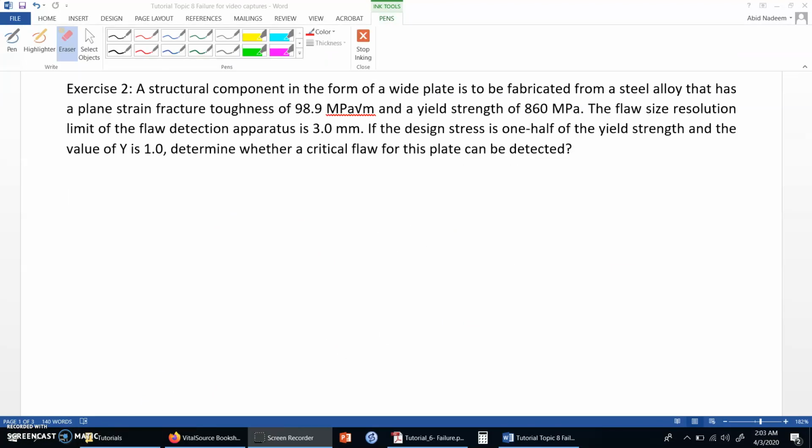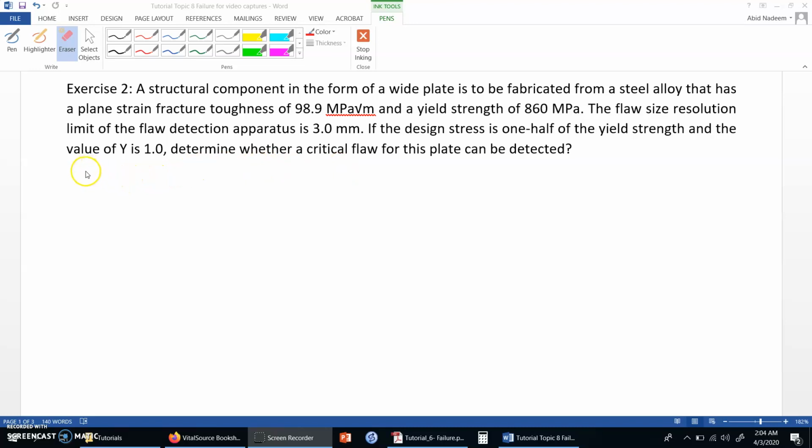Problem number 2. Exercise 2. A structural component in the form of a wide plate is to be fabricated from a steel alloy that has a plane strain fracture toughness of 98.9 megapascal square root meter, and a yield strength of 860 megapascal. The flaw size resolution limit of the flaw detection apparatus is 3 millimeter. If the design stress is 1/2 of the yield strength and the value of Y is 1, determine whether a critical flaw for this plate can be detected.